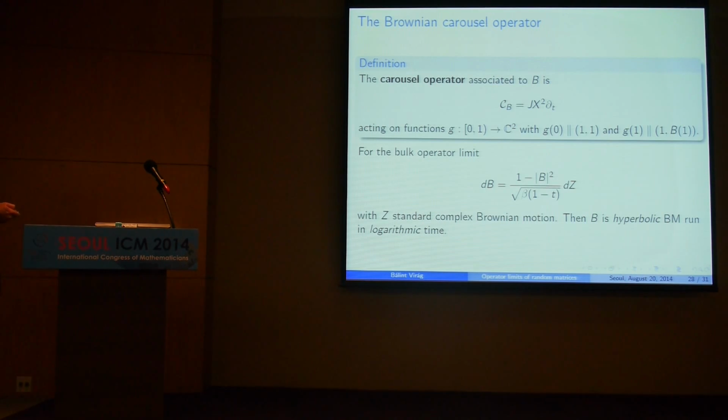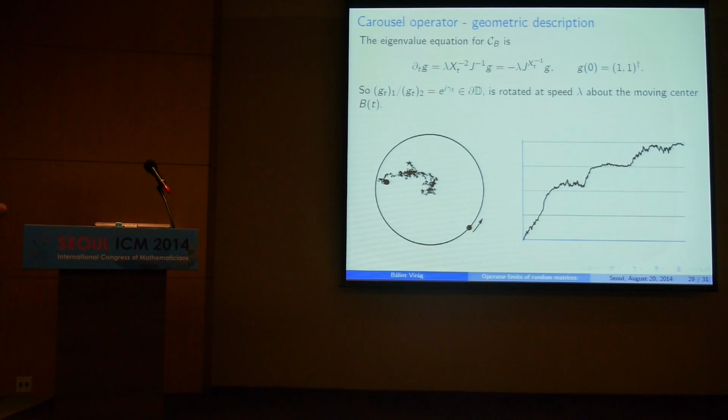And the theorem is, of course, that the bulk limit, the bulk eigenvalues, converge in distribution to the eigenvalues of this operator. And in fact, the matrix itself converges after the right conjugation. So how do you interpret this carousel operator? Well, if you write down the eigenvalue equation, this is what it looks like. The change in G, I rearranged it, is just lambda times this expression, and using the properties of X, you can write it like this: minus lambda times J to the power X_t inverse.